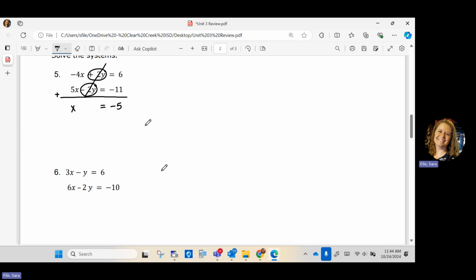X is negative 5. So now I take that and I plug it back in to one of the original equations. It doesn't matter which one. I will just use the 5x minus 2y. You can pick either of the original equations. And we're going to plug in for the x. We said x is negative 5. So we plug in here because that's what we got over here. So 5 times negative 5 is negative 25.